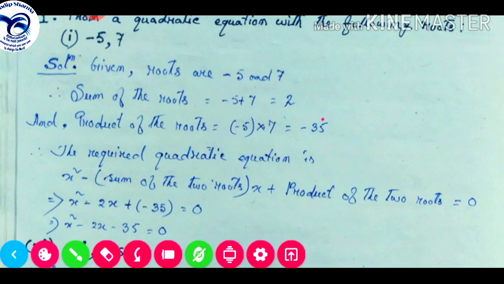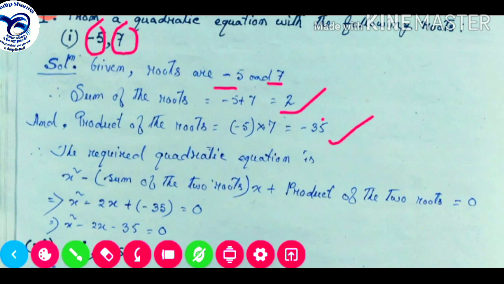First of all, we need to find the sum of the roots, then their product, then we'll apply the formula and we will get the equation. Here the first root is minus 5 and the second one is 7. So the given roots are minus 5 and 7. The sum of the roots will be 2, and the product of the roots will be minus 35.